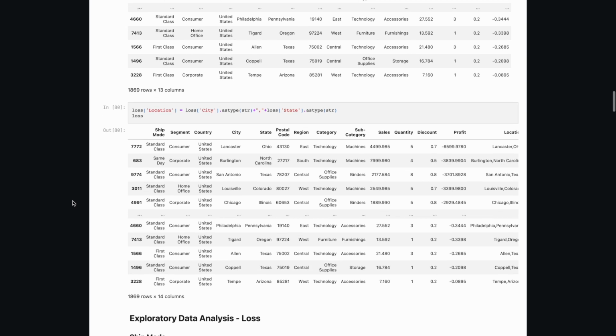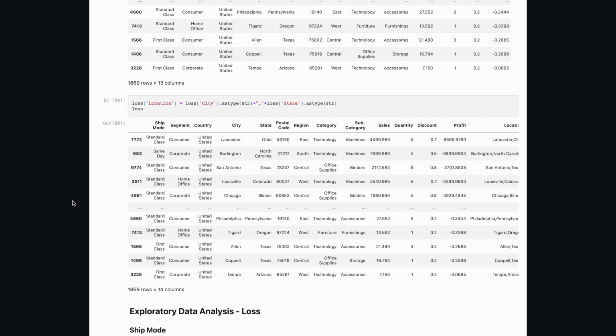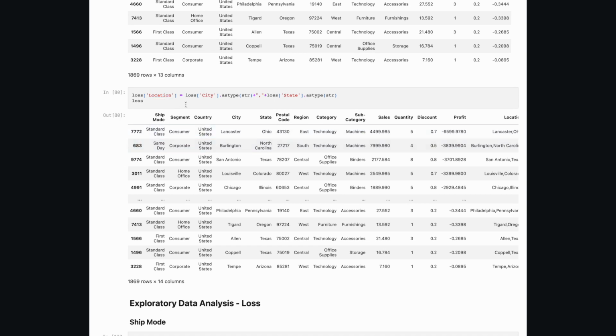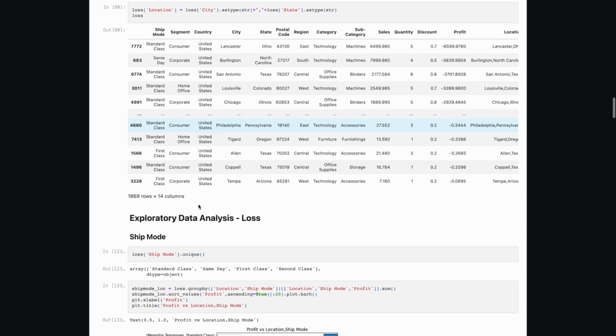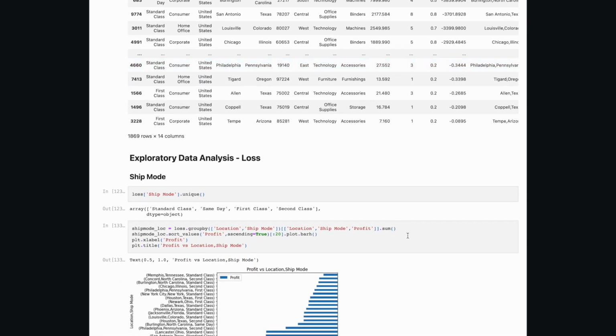And after looking into that, we'll be making another column here where we'll be finding the location based on two different columns, that is city and state, which is simply combining both the city and state with a comma in between them. After doing this, we will be looking for losses based on the various columns.